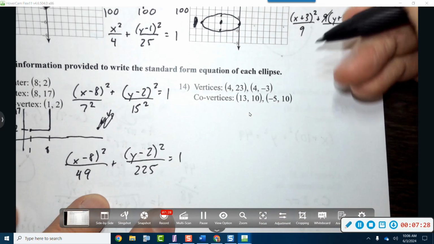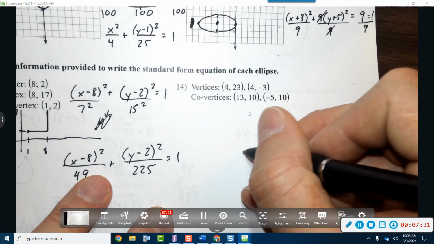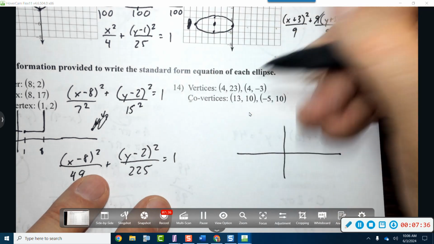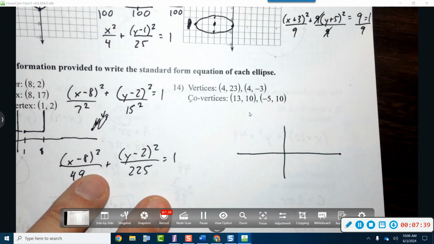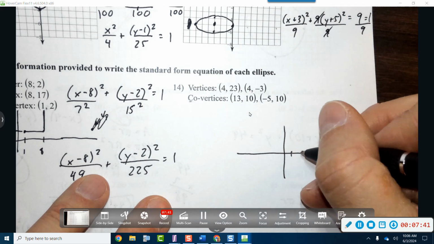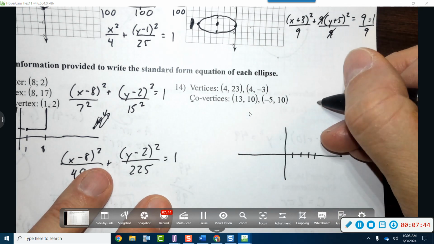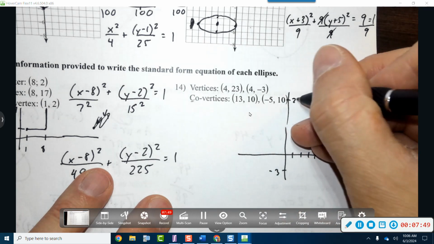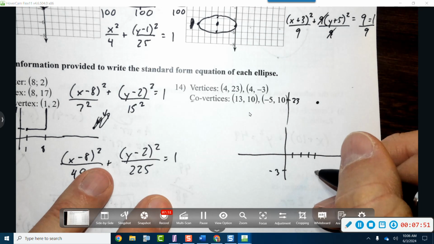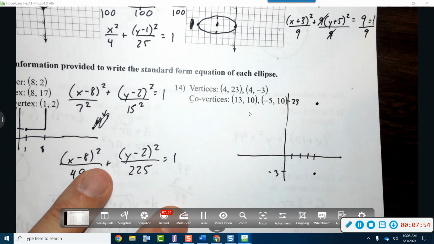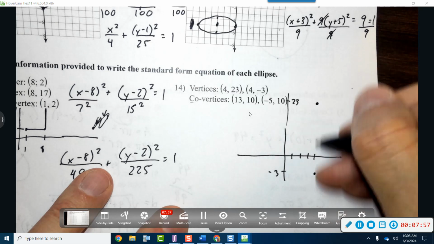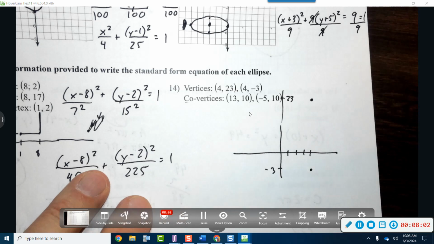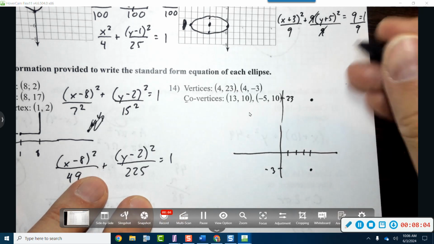Okay, so now here we're going to draw a picture. It's better when you have graph paper, but the vertices are at 4. And then the co-vertices. So vertices is the longer one. Co-vertices is the shorter one. 1, 2, 3, 4. We go all the way up to 23. We go all the way to -3. Okay, so right there. We don't know what the center is. Okay, but if these are the vertices, we know the center has to be right in the middle. Okay? So, the midpoint between these 2 points is going to be the center.